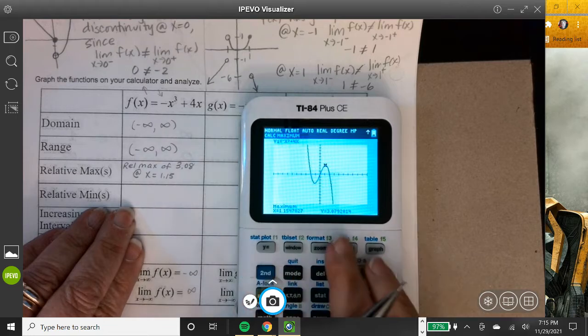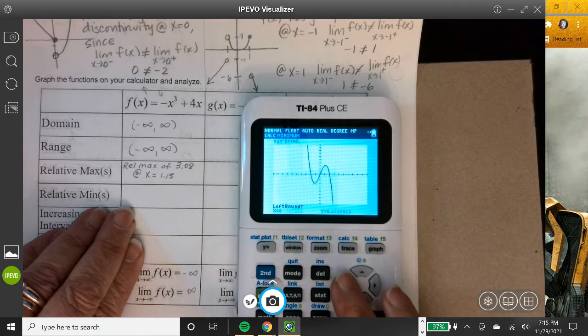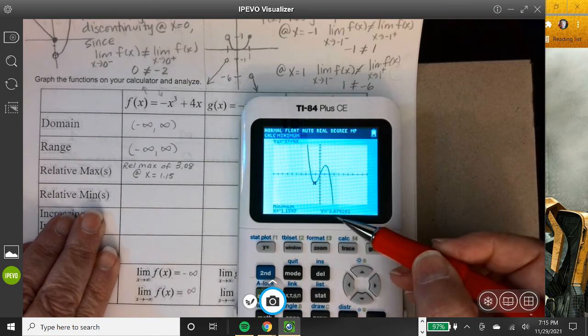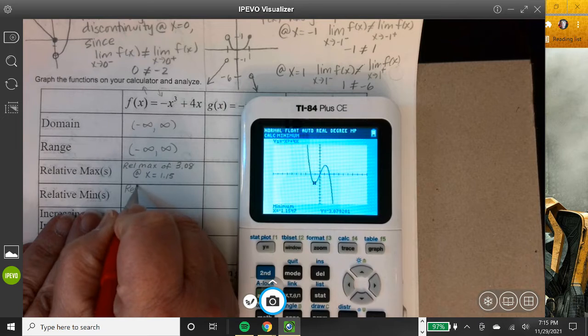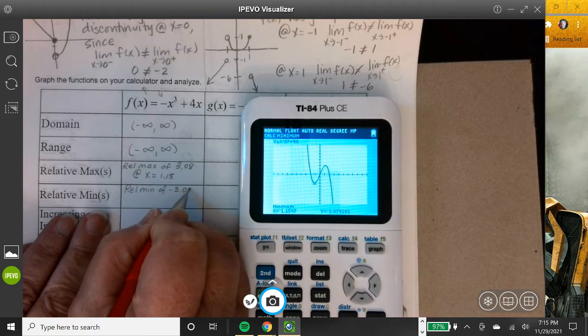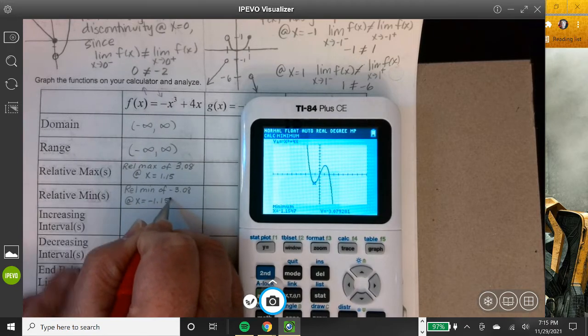Okay, and now how do I find the relative min? Well, we're going to go second, calculate the relative min, and now we're going to do our left bound. There's the left bound, and then we're going to choose a right bound and press enter, have the calculator guess, and the minimum is going to be at negative 1.15, and it's negative 3.08. So we're going to say relative min of negative 3.08 at x equals negative 1.15.